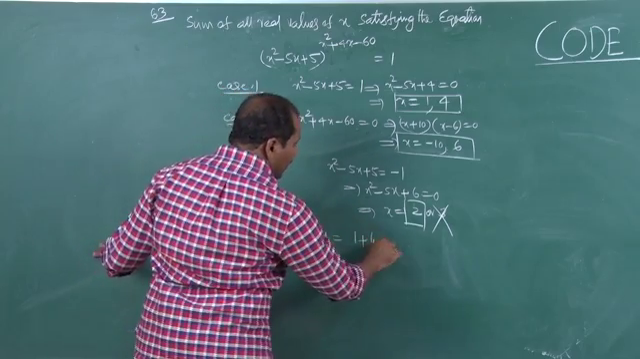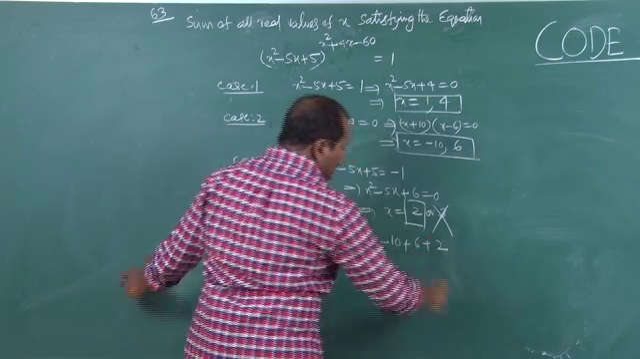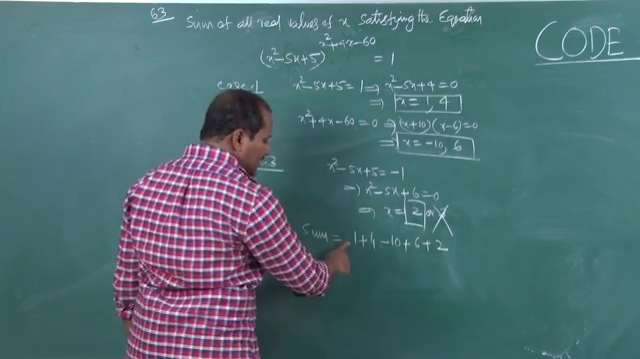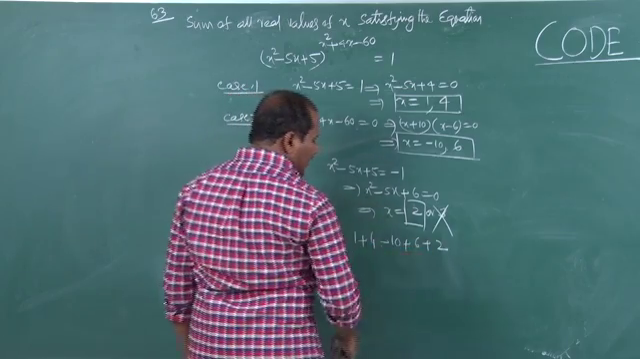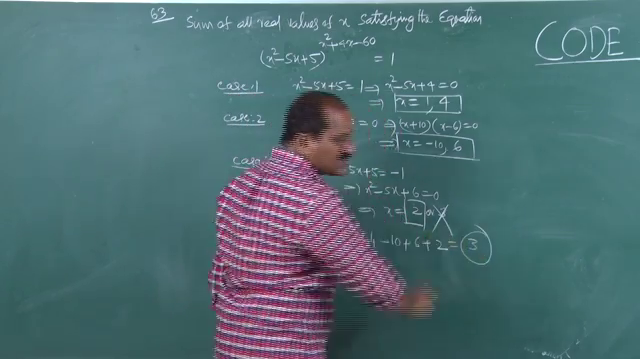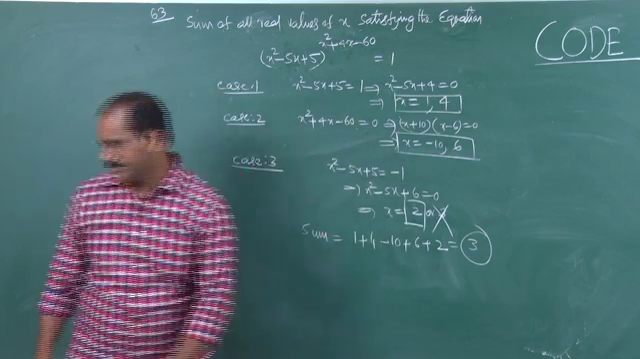Finally, the values of x are only these values, and the sum of all these values of x is equal to 1 + 4 + (-10) + 6 + 2, this is the required answer. Hence 1 + 4 = 5, 5 + 6 = 11, 11 + 2 = 13, minus 10, 3 is the correct answer. So the sum of values of x is equal to 3.